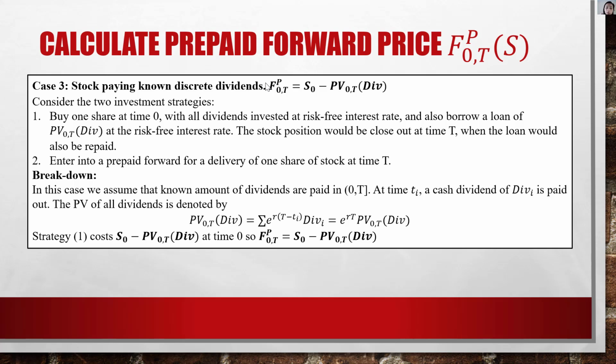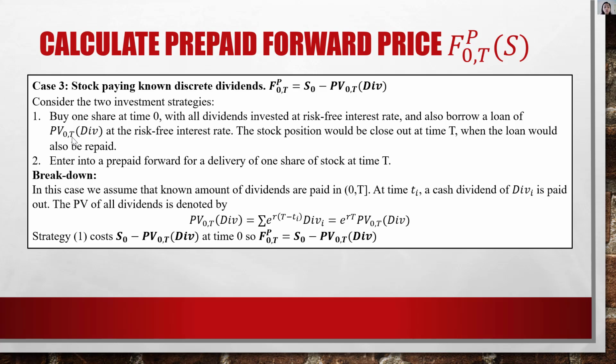And then with all the dividends earned, we invest them back at the risk-free interest rate. And also borrow a loan of PVOTDIV at the risk-free interest rate. The PVOTDIV here is the present value of all the dividends earned from time 0 to time T. That's why we have PV. PV means present value. DIV is dividend. From 0 to T means we consider dividends earned from 0 to T. The stock position would be closed out at time T when the loan would also be repaid.